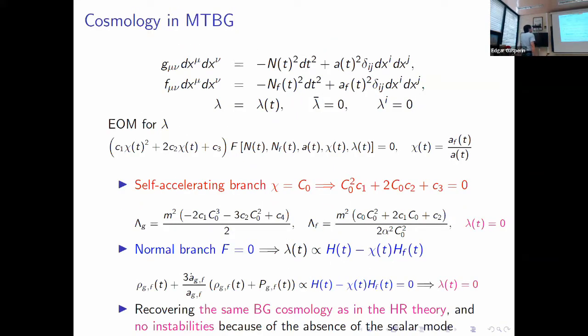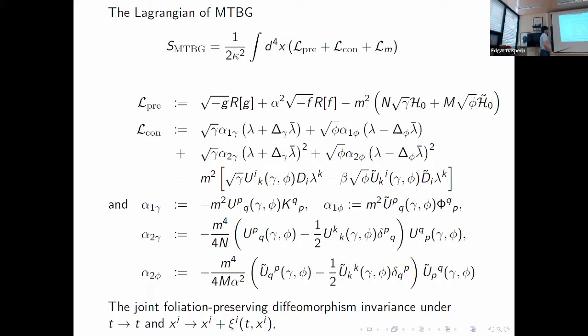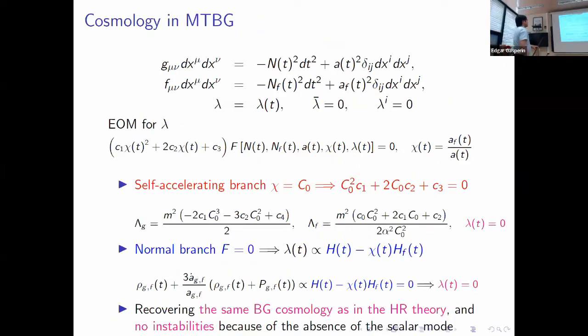Now again, let us apply this theory to cosmology. At the simplest application, we consider two copies of the Friedmann metric with two scale factors. Although in the case of our theory, we need to consider the dynamics of the Lagrange multiplier. To be compatible with the symmetry of cosmology, we assume lambda to be a function of time. But since lambda bar always appears with a spatially flat curvature, in the homogeneous and isotropic background there's no contribution from lambda bar, so we can set lambda bar to zero. Also, to be compatible with the isotropic space, we also set lambda I to zero.